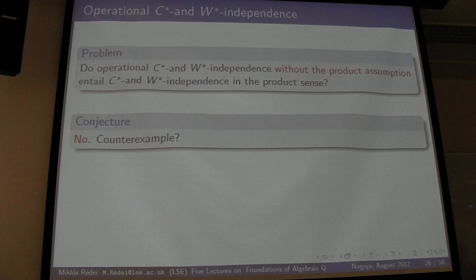You know the significance. The significance would be that if you have an operational condition for the tensor product structure to be present, and it turned out that operational C-star and W-star independence without the product assumption entail the C-star and W-star independence in the product sense, then, because we know that W-star independence in the product sense entails the tensor product structure, which is equivalent to it in the case of commuting algebras. So no counterexample is known, but I think the conjecture is true.